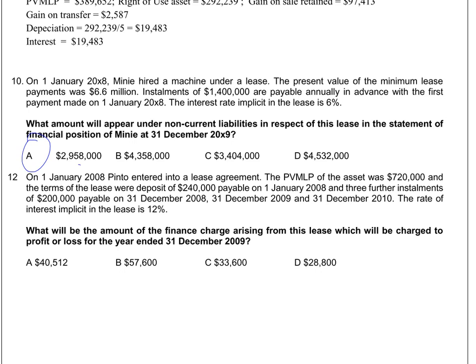Time's up. So you need to practice on MCQ as well. 2 minutes. 2.4 minutes.